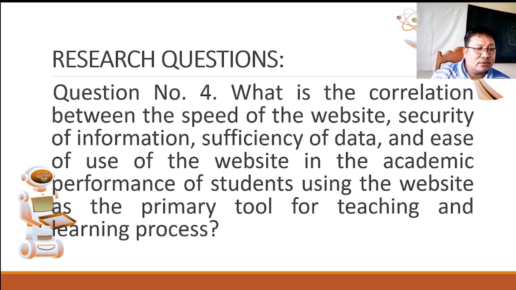And number four: what is the correlation between the speed of the website, security of information, sufficiency of data, and ease of use of the website in the academic performance of students using the website as the primary tool for the teaching and learning process? Here, what I want to describe is the correlation between the website's performance and the students' performance. Do the website's security, sufficiency of data, ease of use, and speed really correlate with the performance of the students, or does the website really affect the performance of the students? So that's the question.